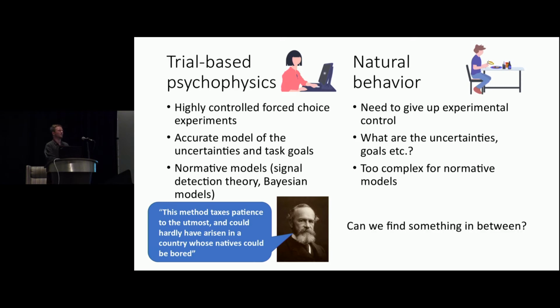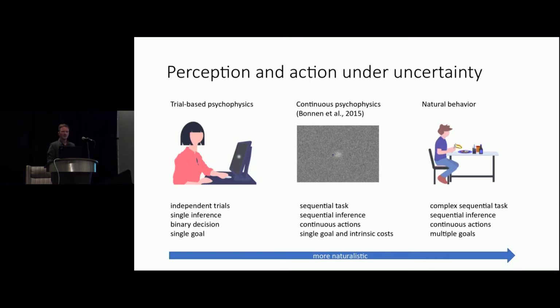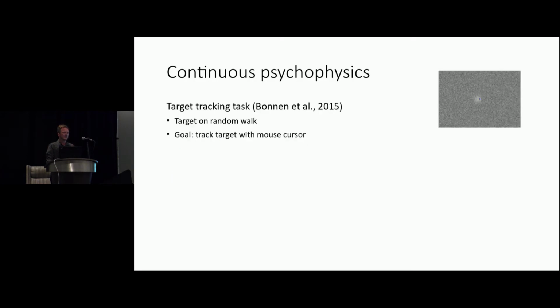find something in between? Can we find a compromise where we keep some of the experimental control of the uncertainties and goals that we like in these psychophysics experiments, but move towards natural behavior by introducing a bit more complex structure in the task. So Kate Bonn and colleagues came up with this really cool new paradigm where you have sequential actions, you have sequential inferences, but you still maintain precise control about the stimulus and about the task statistics. So I'll explain in a bit more detail how this task works.